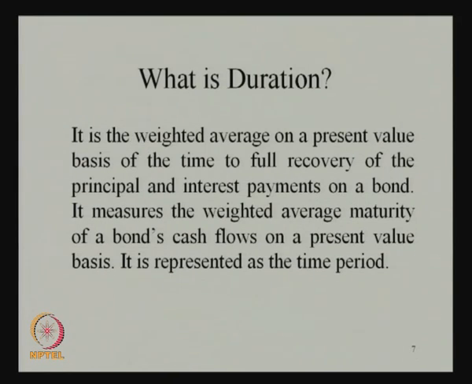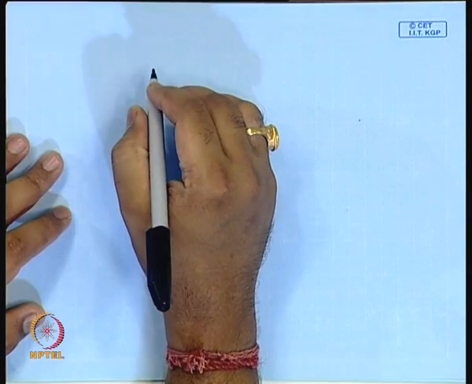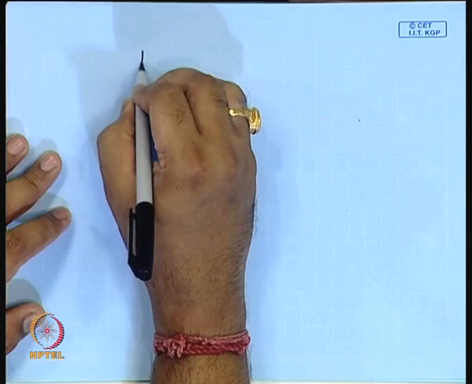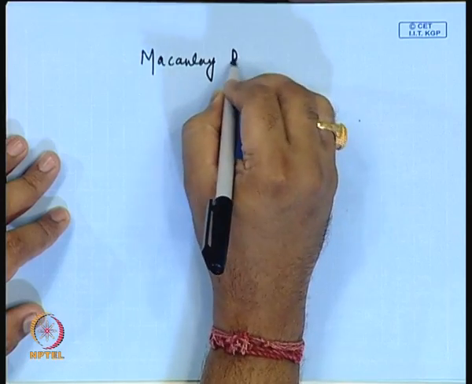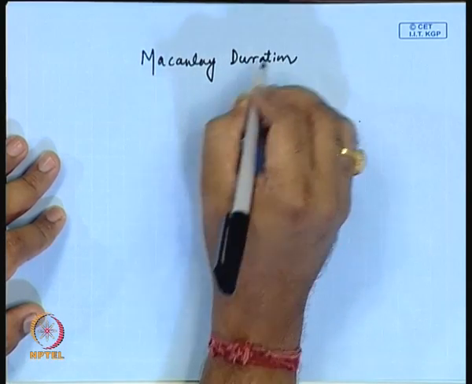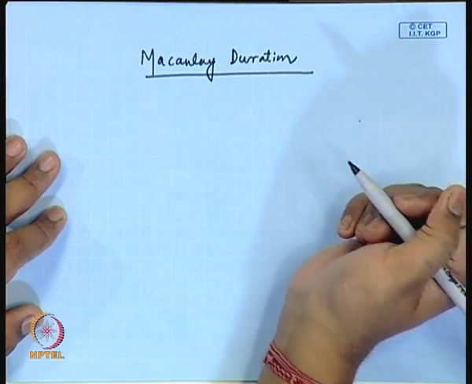It is represented as a time period. The representation of the duration is a time period, but it is calculated on the basis of the weighted average of the present value of the cash flows we are expecting from a bond in a particular period of time. So, if you observe how it is measured, this duration is defined as the Macaulay duration, we call it, in the name of Macaulay.